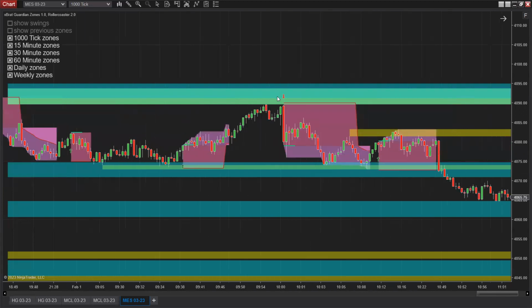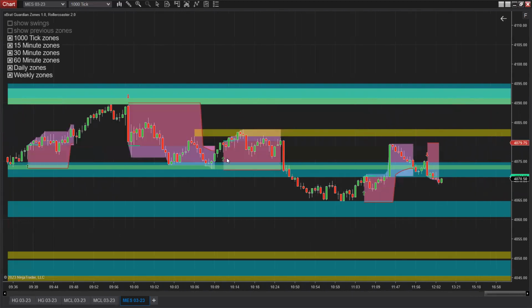Okay. Now, when we get this signal here, for example, we're not going to take it. There's not enough fresh air. We don't short into support. When we get this signal along here, there's not enough fresh air. Even up to this point here, we don't take the signal. So the Guardian zones are there to be your guardians, to give you reasons not to get in a trade. Your job is not to find every single trade that you think you can get in.